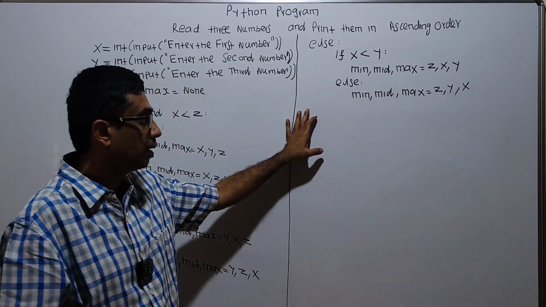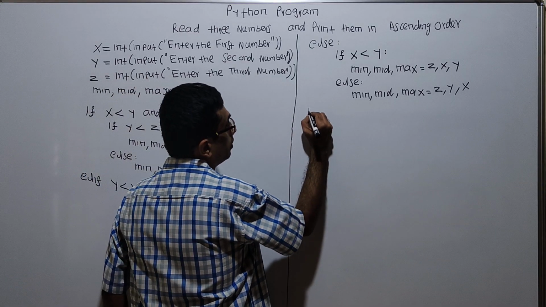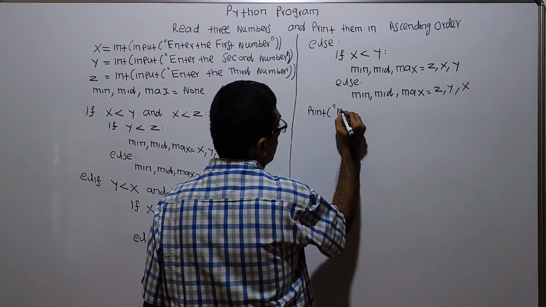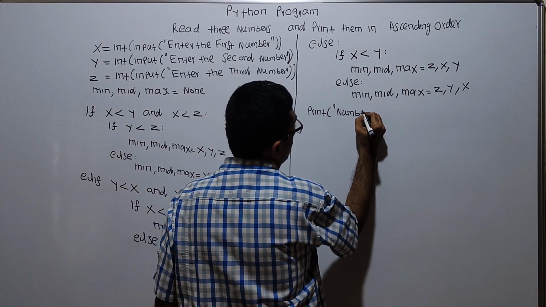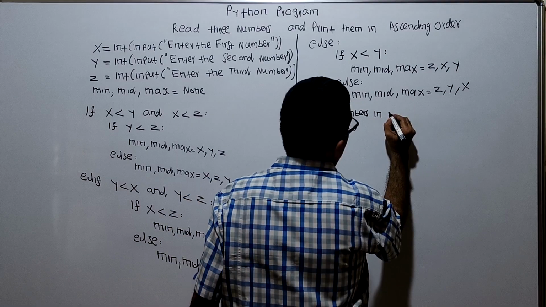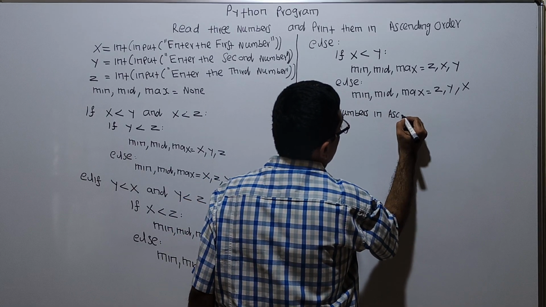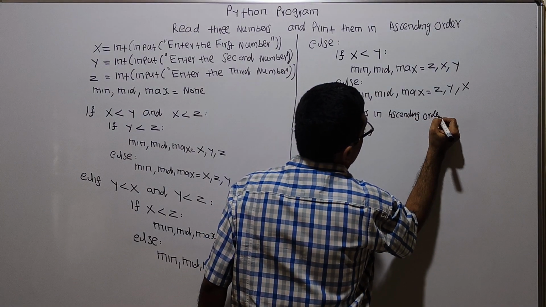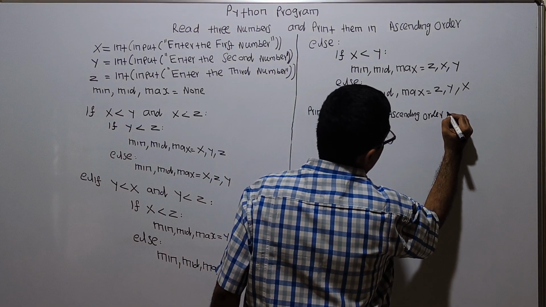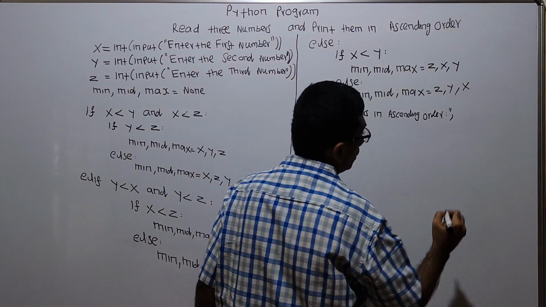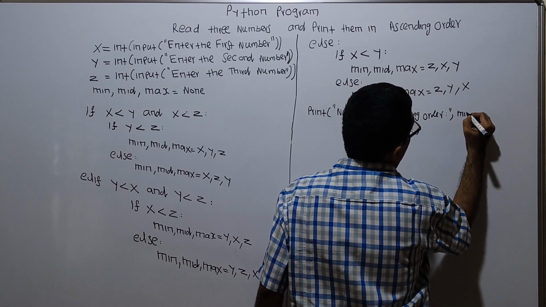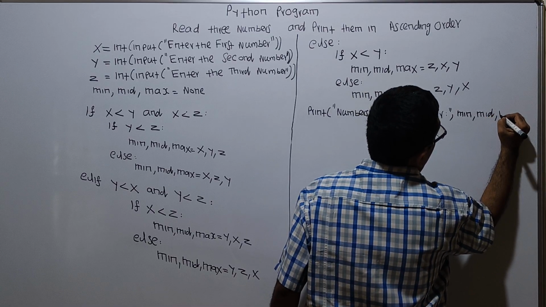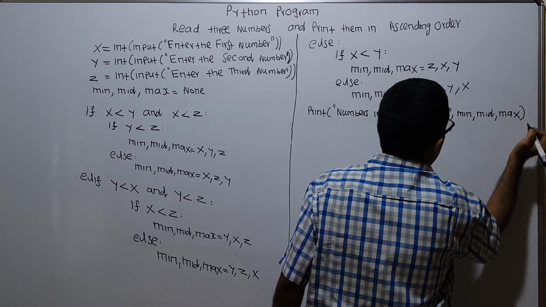Now I am printing the output. Print "numbers in ascending order:", closing the double quotation, min comma mid comma max. I am closing the print statement.